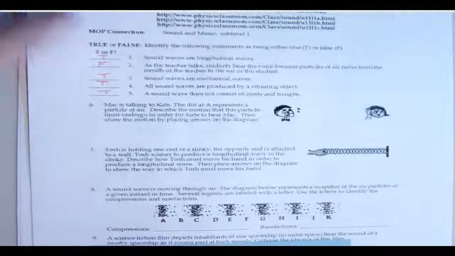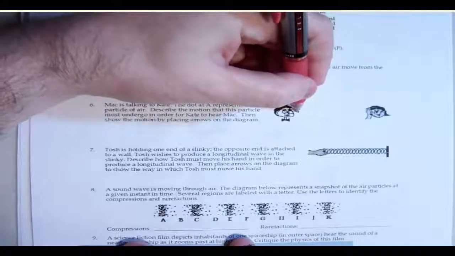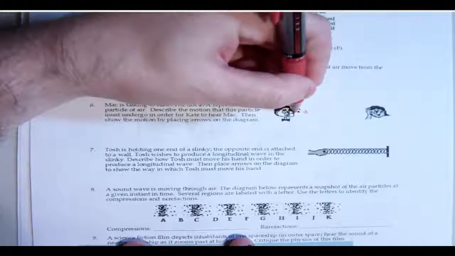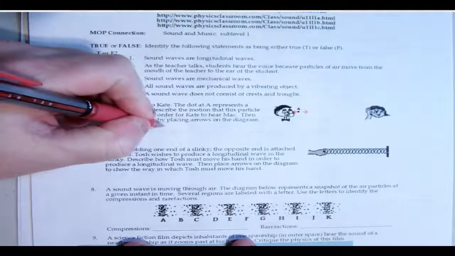Okay, so Mac is talking to Kate. The dot at the A represents a particle of air. Describe the motion this particle must undergo in order for Kate to hear Mac. Then show the motion by placing arrows in the diagram. So, the motion this particle must do, well, it's vibrating, so it's just sort of left and right. That's a left arrow, right? And we're just going to describe it. So we'd say it should vibrate back and forth.